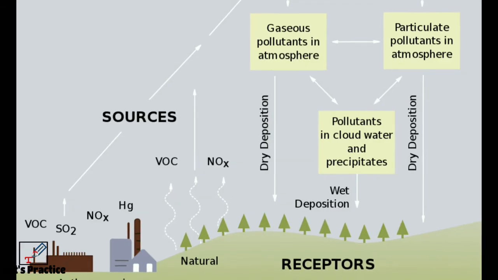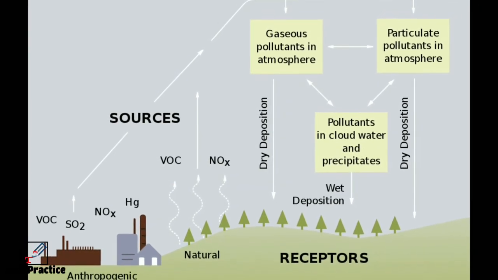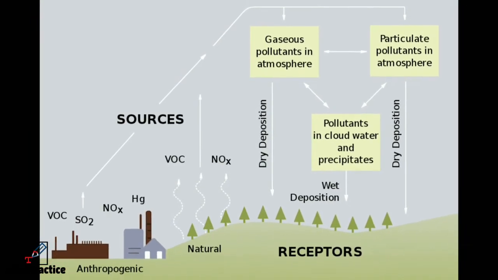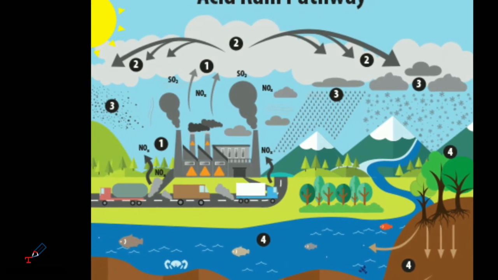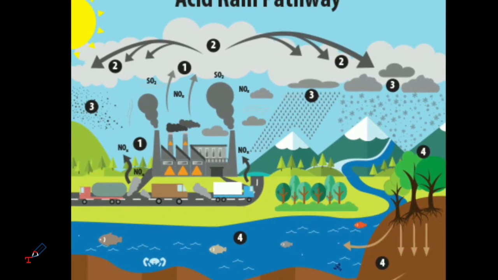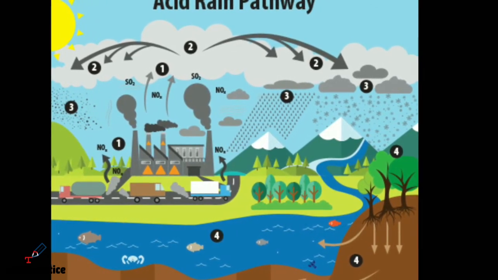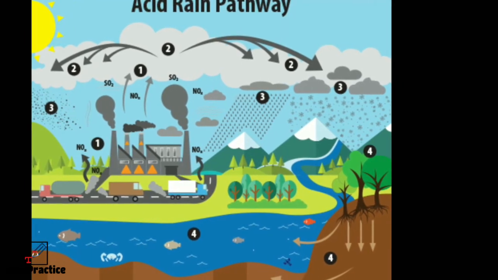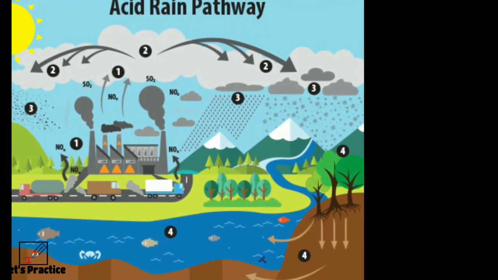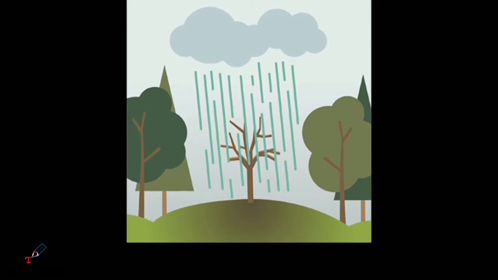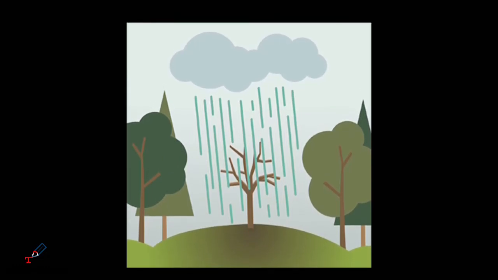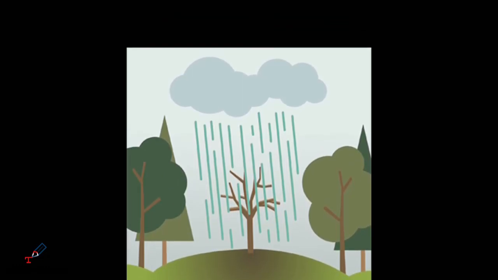Acid rain results when sulfur dioxide, SO2, and nitrogen oxides, NOx, are emitted into the atmosphere and transported by wind and air currents. The SO2 and NOx react with water, oxygen and other chemicals to form sulfuric and nitric acids. These then mix with water and other materials before falling to the ground.